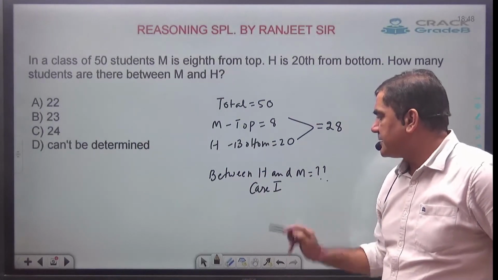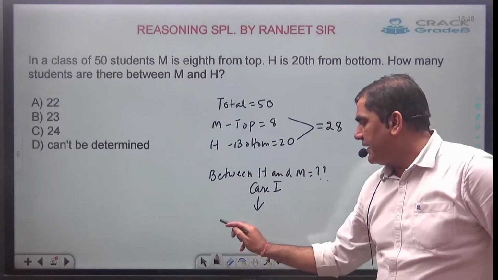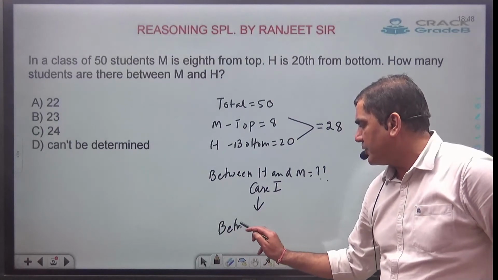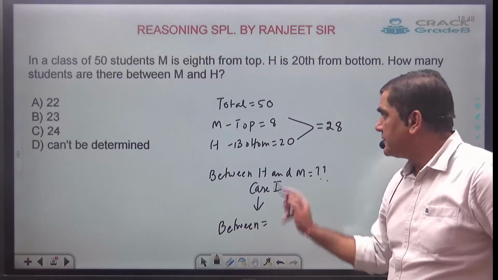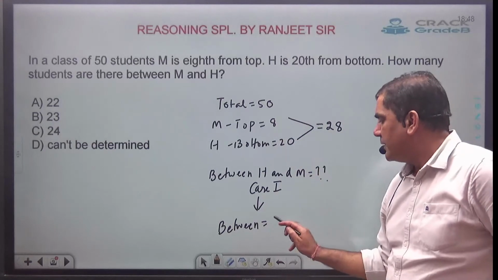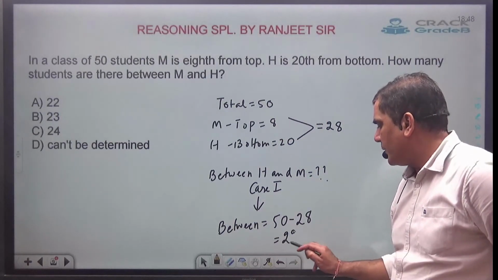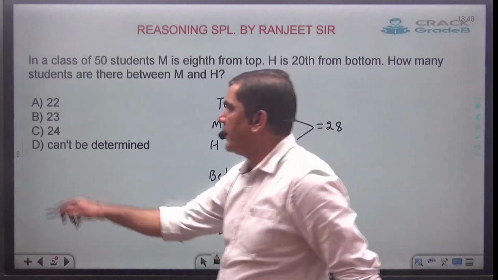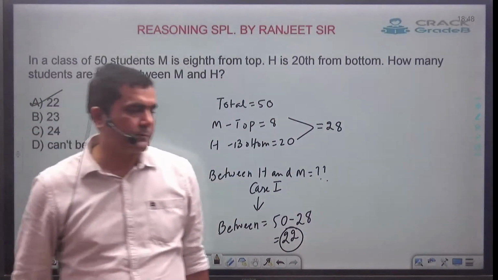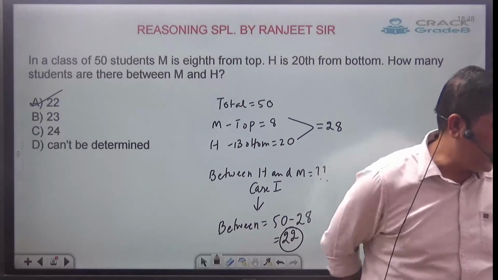Whenever it is case number 1, in between comes out to be what? In between comes out to be nothing but the difference of these two, highest minus lowest. So 50 minus 28 comes out to be how much? 22. So the answer should be 22, option A. Clear?